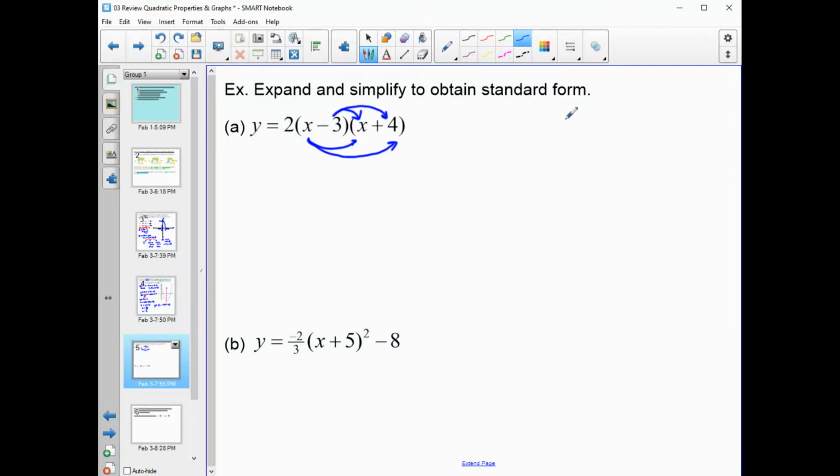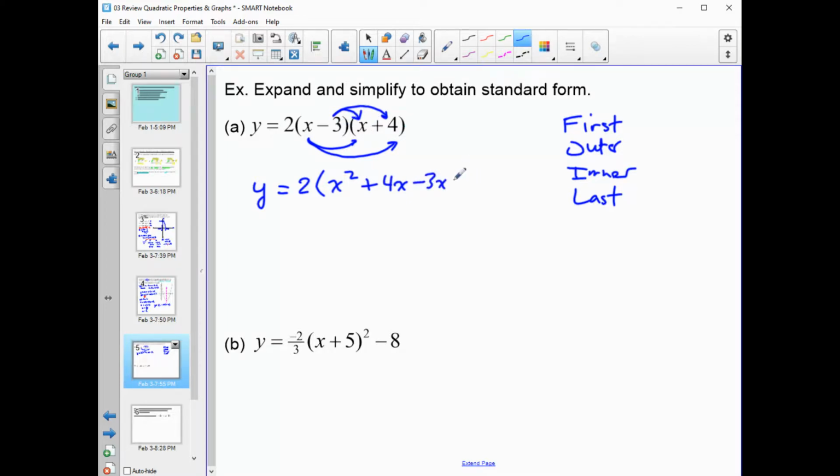And the way that we remember this is an acronym called FOIL. So you don't need to use the acronym. You're just using the distributive property. But FOIL helps us remember this: first, outer, inner, and last. So notice the first things that multiply together. So let me go ahead and start to work this out. I'm going to leave the 2 there for now. x times x, those are the first ones. That's x squared. x times positive 4, that's plus 4x. That's the outer. Negative 3 times x, that's the inner. That gives me negative 3x.